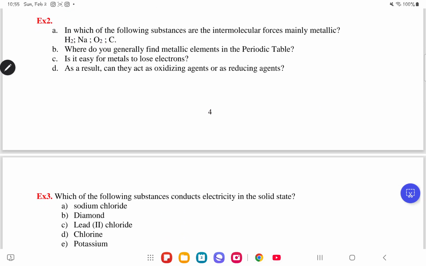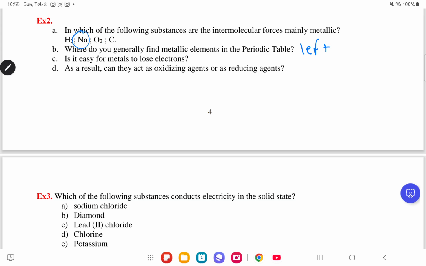They said, which of the following substances are the intermolecular forces mainly metallic? Very simply, Na. Why? Because we know sodium is a metal, H2 is a gas, O2 is a gas, carbon is a non-metal. So where do you usually find metallic elements in the periodic table? It's always on the left-hand side of the periodic table.